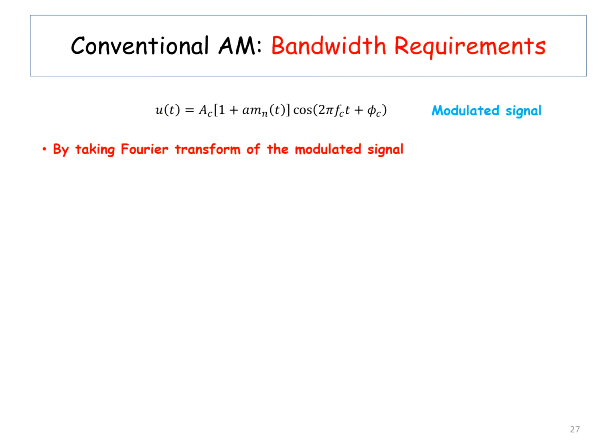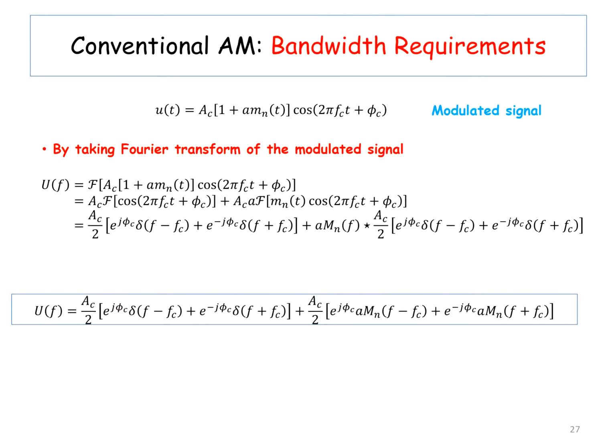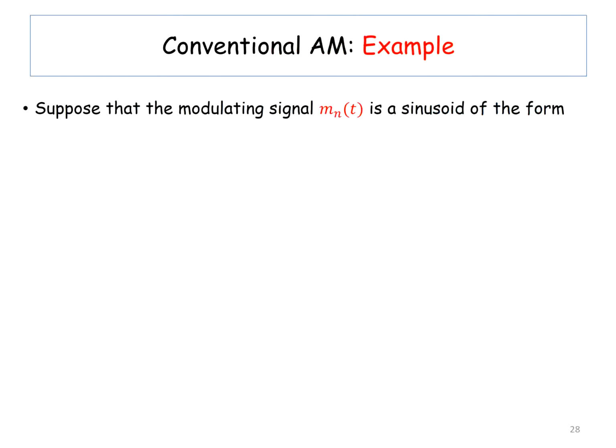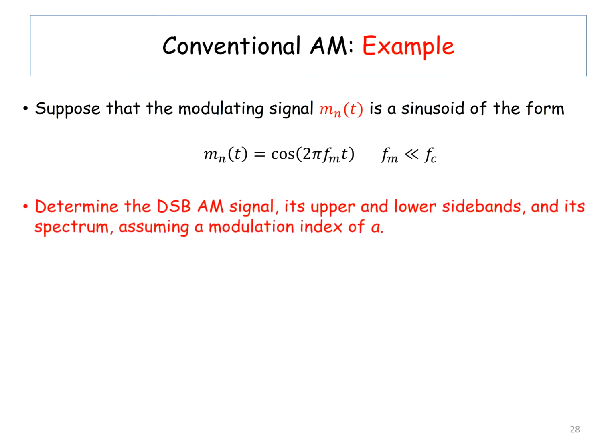Similar to the double sideband suppressed carrier AM, in order to calculate the bandwidth requirement, it is sufficient to take the Fourier transform of the modulated signal. As you realize, it occupies a bandwidth 2 times larger than the bandwidth of the message signal. In the example, the normalized message signal is assumed to be a sinusoidal signal. The question is, determine the double sideband AM signal, its upper and lower sidebands, and its spectrum.